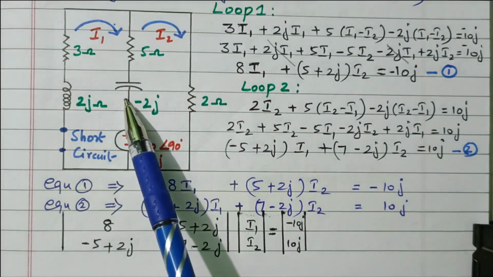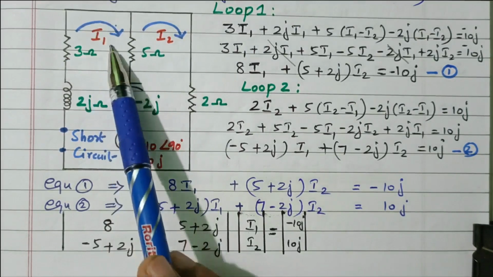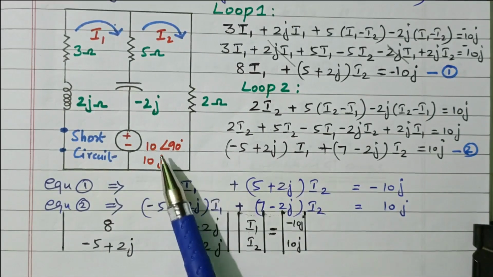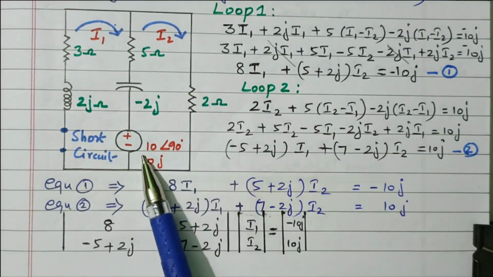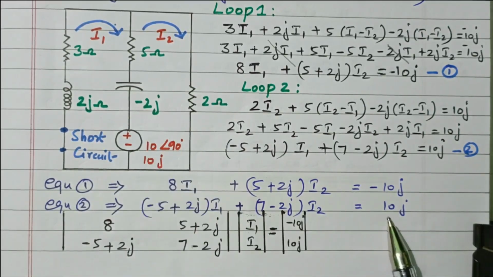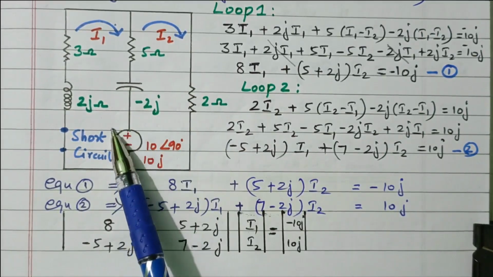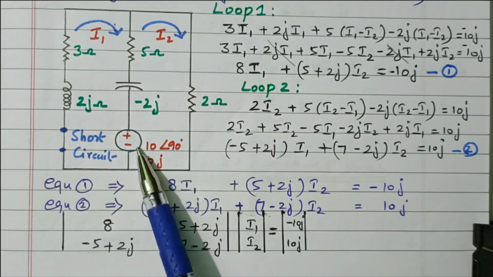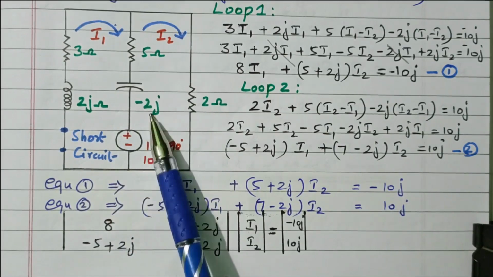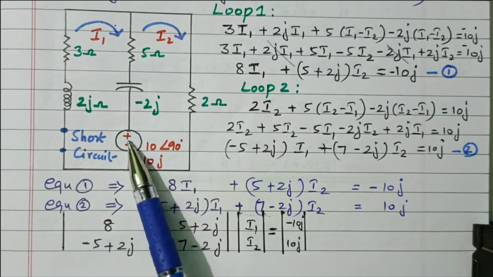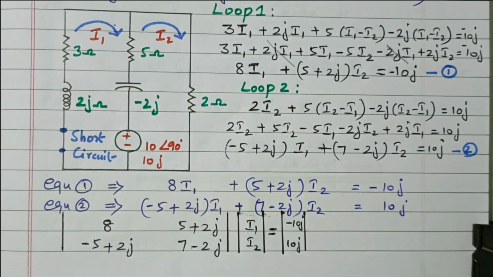In loop 1, the current I1 is flowing downwards from positive to negative, so minus 10j. In the second loop, I2 is flowing from bottom to top, negative to positive, a rise in potential, so plus 10j. Right? In loop 1, the current flows downwards, positive to negative, a fall in potential. In loop 2, the current is flowing from bottom to top, negative to positive, a rise in potential, so that is 10j. Now we can go for further simplification of this matrix.